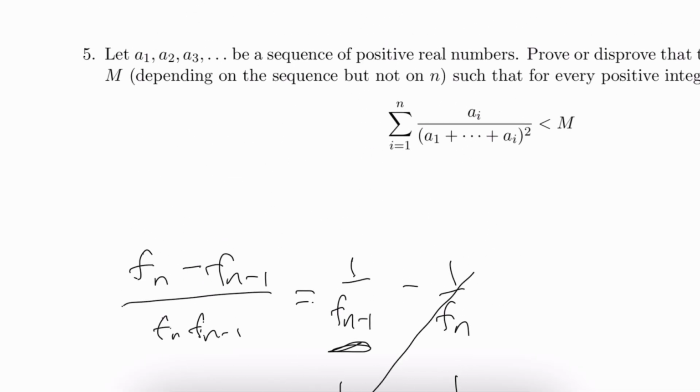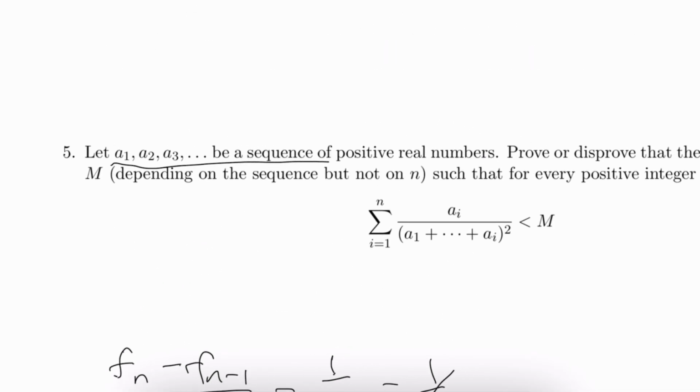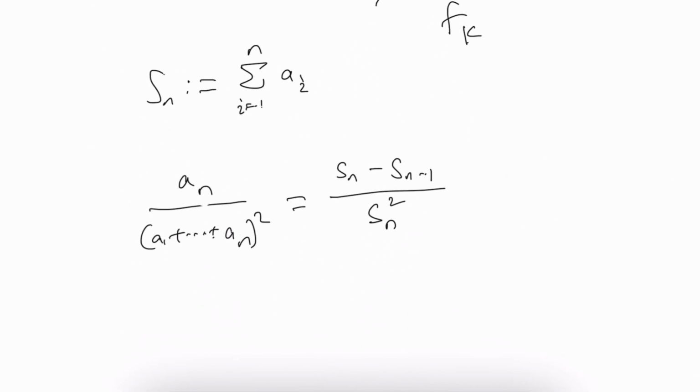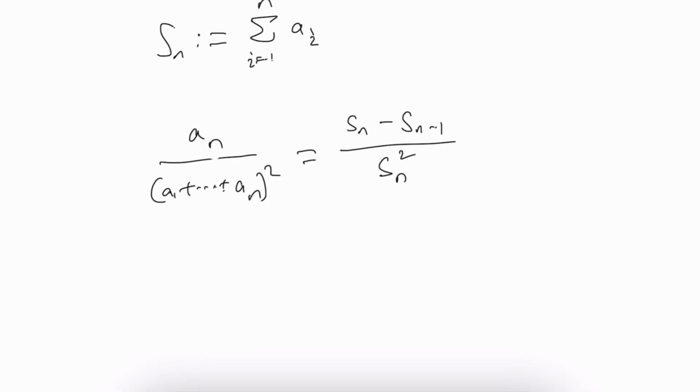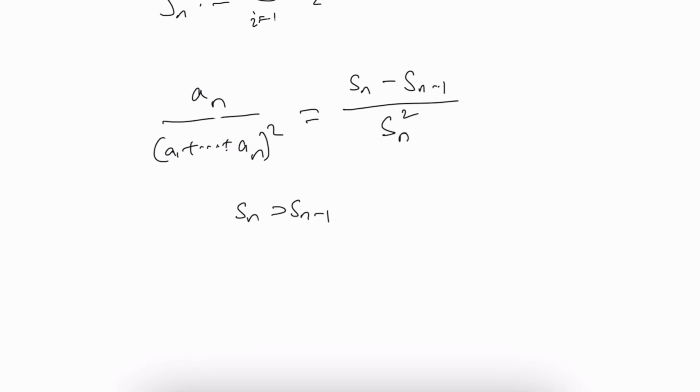And recall that our a's are positive real numbers. So we can see by the construction of the problem that S sub n is greater than S sub n minus 1. And so as a consequence, 1 over S sub n minus 1 is greater than 1 over S sub n.